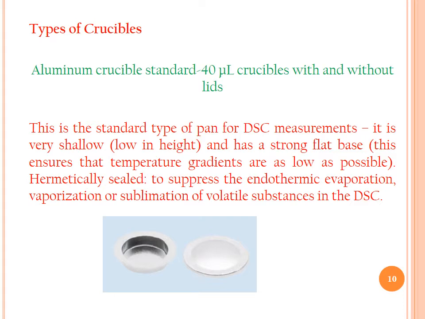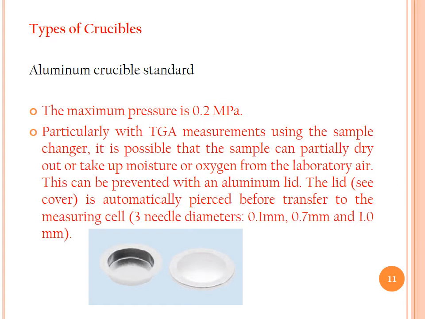This is the standard type of pan for DSC measurement. It is very shallow, low in height, and has a strong flat base. This ensures that the temperature gradients are as low as possible. Hermetically sealed to suppress the endothermic evaporation, vaporization, or sublimation of volatile substances in DSC analysis. Continue with the aluminium crucible, the standard aluminium crucible. The maximum pressure is 0.2 MPa.